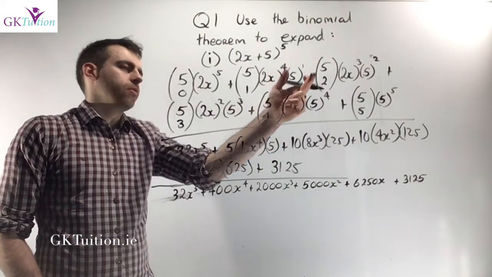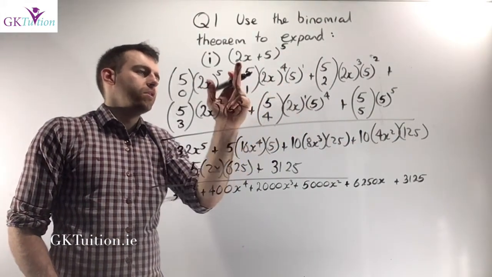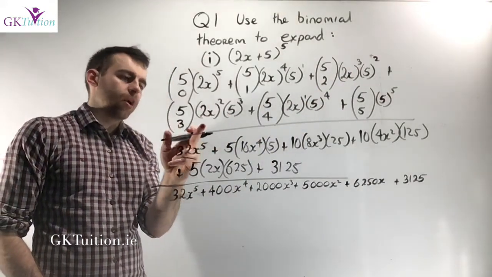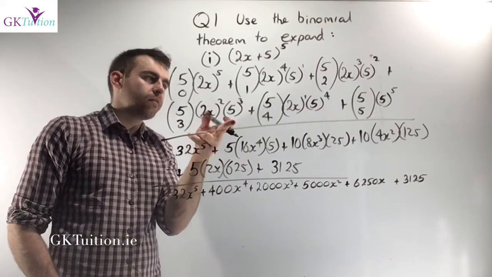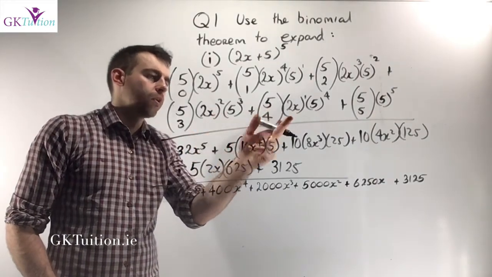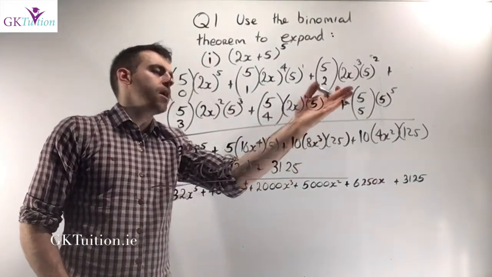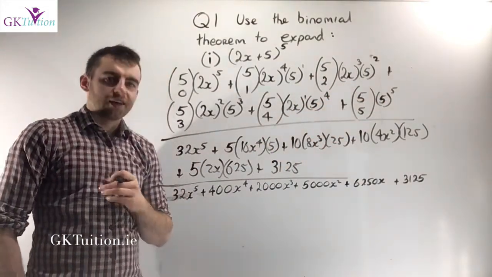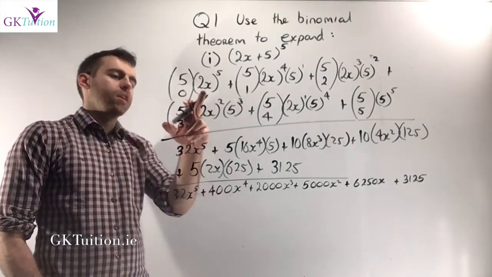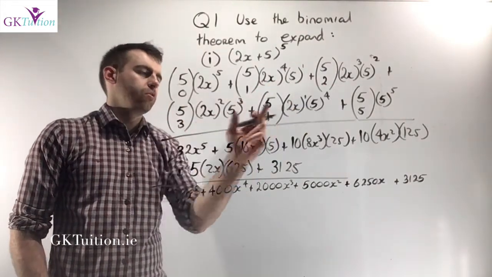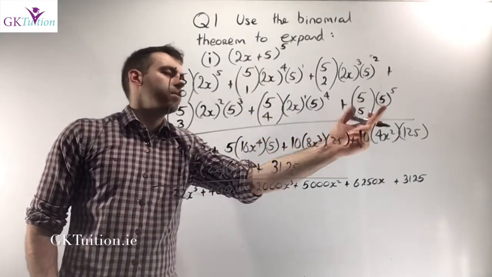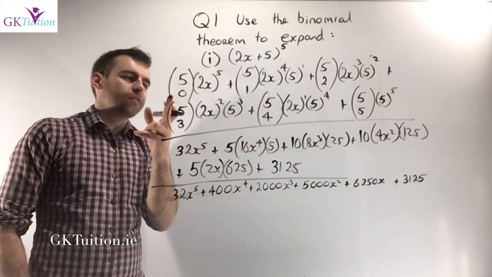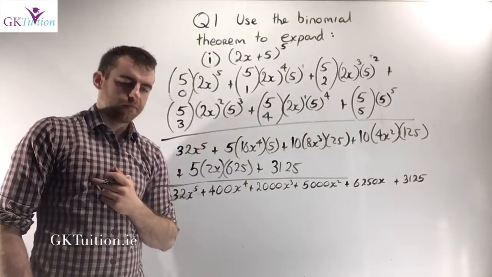The next term will be 5 choose 2, and it's 2x to the power of 3 and 5 to the power of 2. The next one, 5 choose 3, the power of x decreases by 1 again, and the power of 5 increases by 1 again. 5 choose 4, 2x to the power of 1, 5 to the power of 4. And then the last one is 5 choose 5 with 5 to the power of 5. You can think of it like that, where you do it term by term, or you could just think of it as 2x to the power of 5, 4, 3, 2, 1, 0, and then 5 to the power of 5, 4, 3, 2, 1, 0. And then you go from 5 choose 0 to 5 choose 5.